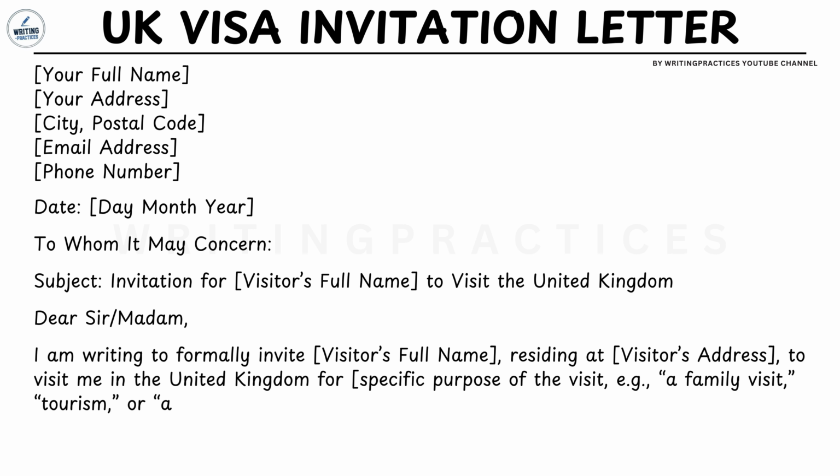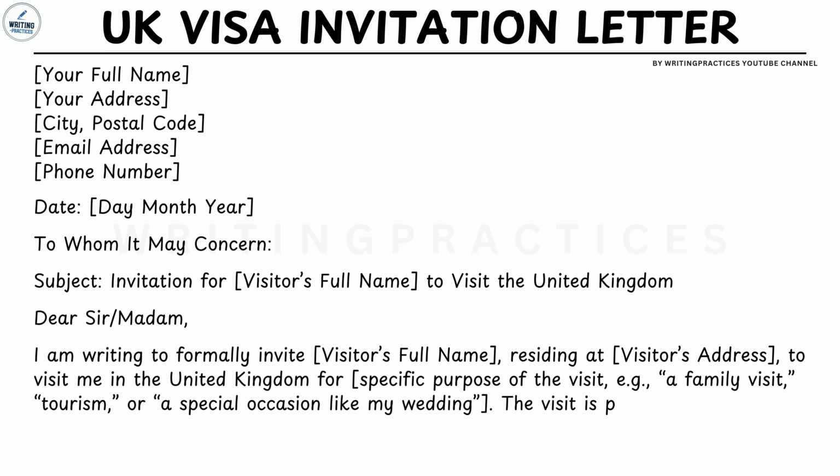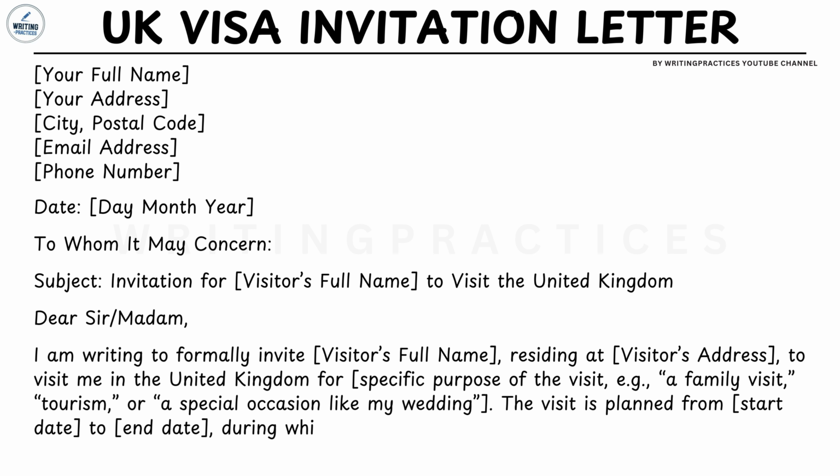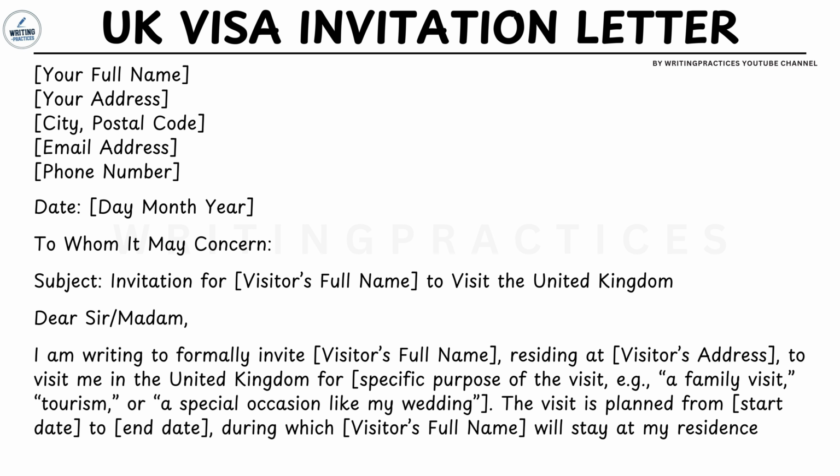For example, I am writing to formally invite Jane Smith, residing at 456 Maple Street, Toronto, Canada, to visit me in the United Kingdom for a family reunion. The visit is planned from 1st March 2025 to 31st March 2025, during which Jane will stay at my residence, located at 123 London Road, London.